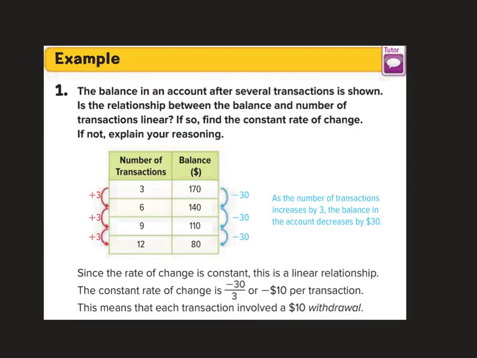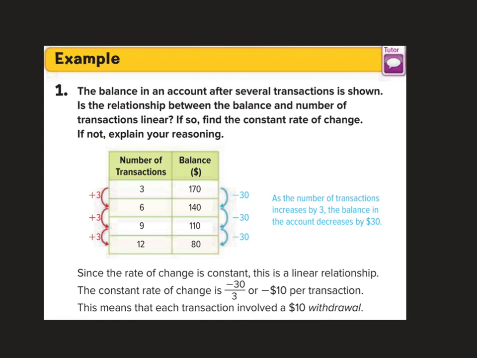So let's take a look at example 1 here, where we'll be analyzing a table and see if we can find that constant rate of change. The balance in an account after several transactions is shown. Is the relationship between the balance and the number of transactions linear? If so, find the constant rate of change. If not, explain your reasoning.